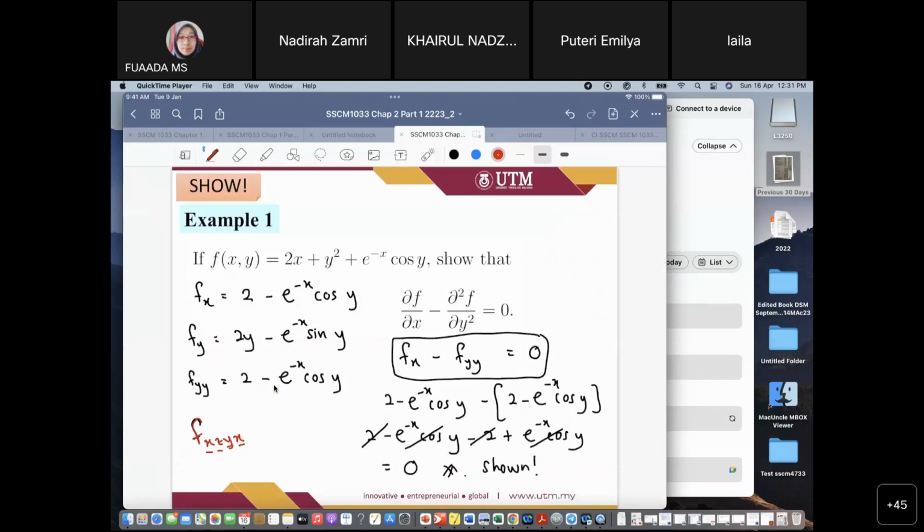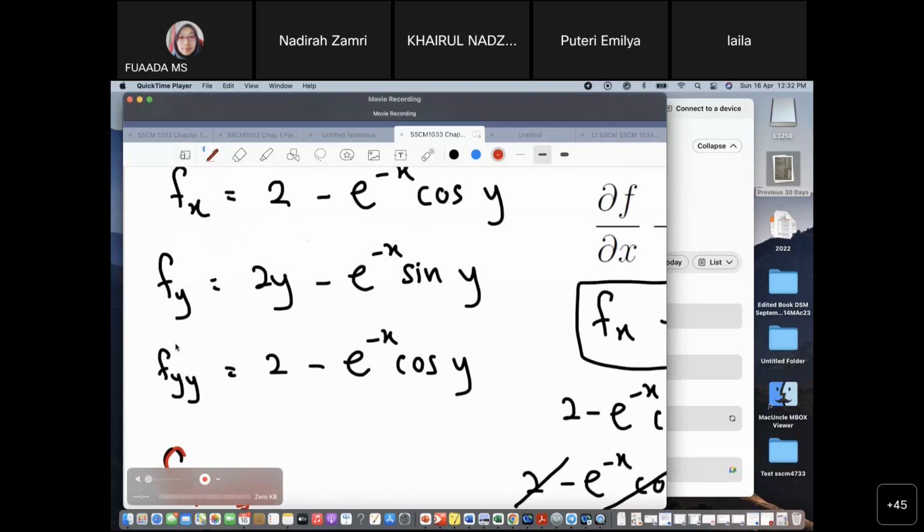Betul. Ya. Yang FYY tu macam mana boleh jadi dua? Okay. FY maksudnya you dapatkan dulu FY. So you dapat result FY you dah kira. Yang ni faham kenapa dapat ni? Ada masalah? Faham. Okay. So gunakan result yang ini sebab sekarang you nak differentiate kali kedua, second order. So maknanya use the recent form which is FY. Gunakan FY punya result ni. So yang inilah. So berdasarkan ini you differentiatekan terhadap Y.